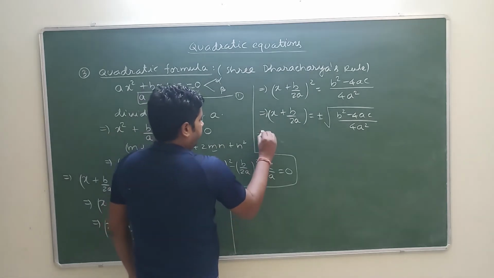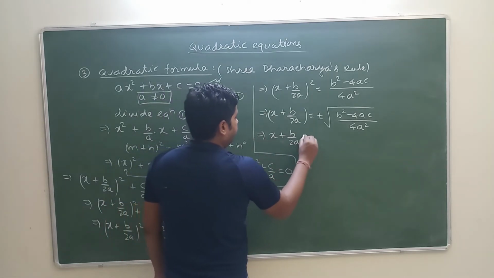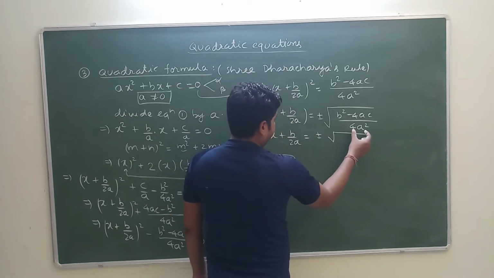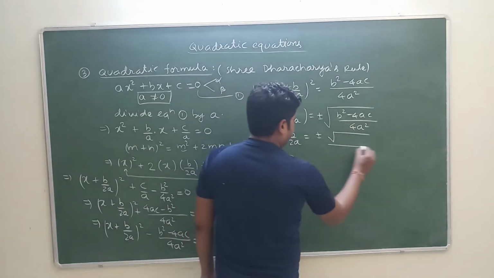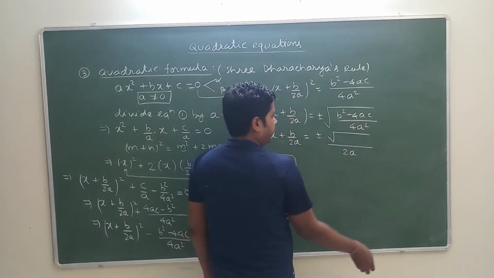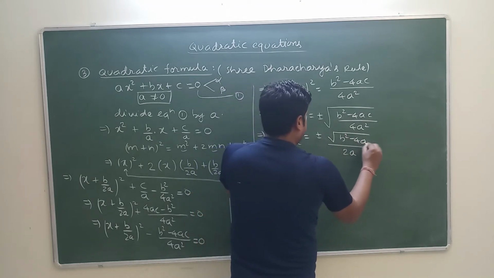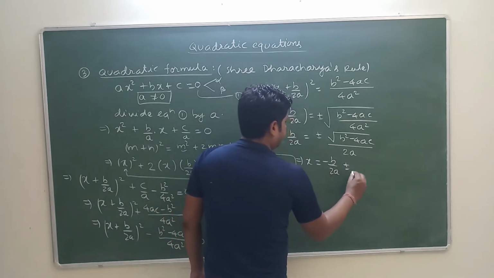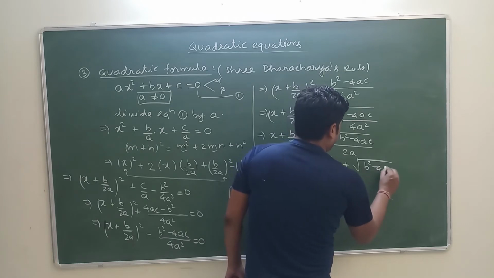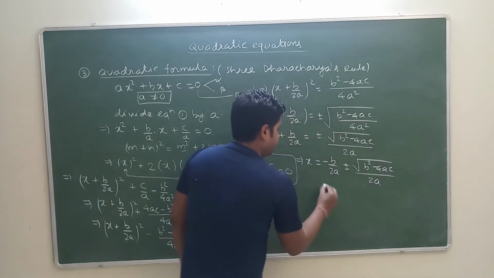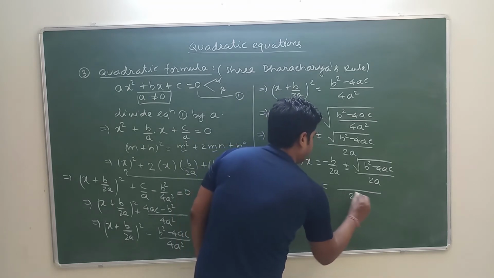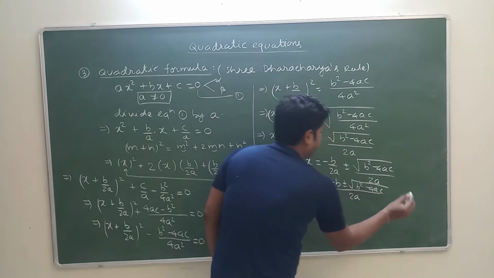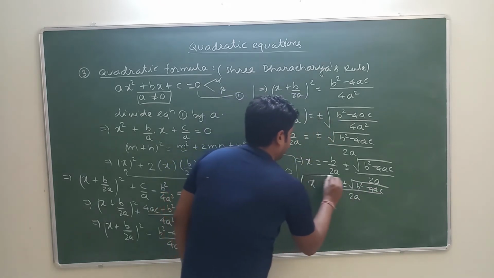So x plus b upon 2a will be plus minus, you can see this 4a square is a perfect square number, so the square root of 4a square will be 2a. The denominator is simply 2a, but this is not a perfect square number, so it is b square minus 4ac. So the value of x is minus b upon 2a plus minus under root b square minus 4ac divided by 2a. Since the denominators are same, it is minus b plus minus under root b square minus 4ac, all over 2a. This is what the value of x is.